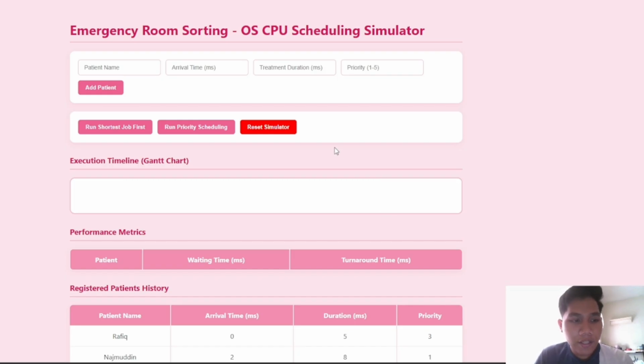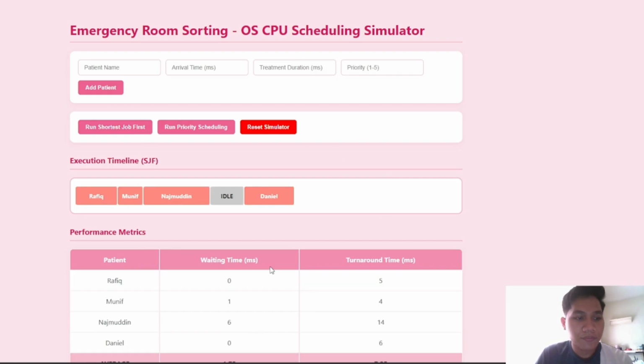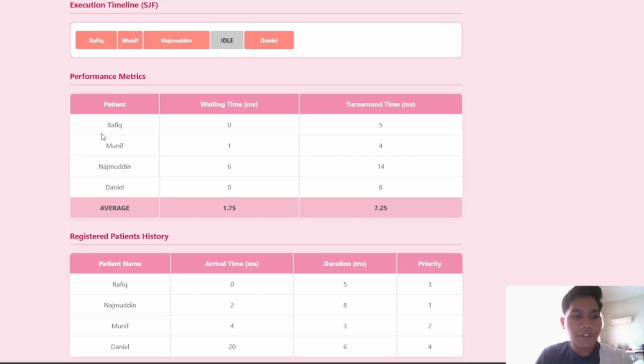First, I will click run shortest job first. So here, I, Rafiq, executed immediately at 0 millisecond because I was the only patient in the room. When my treatment finished at 5 millisecond, both Najmuddin and Munif had already arrived. Because Munif has a shorter treatment duration of 3 millisecond compared to Najmuddin's 8 millisecond, our engine scheduled Munif next.